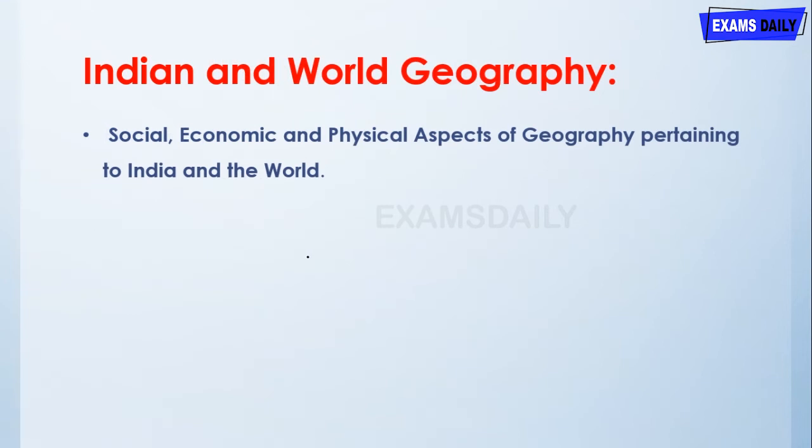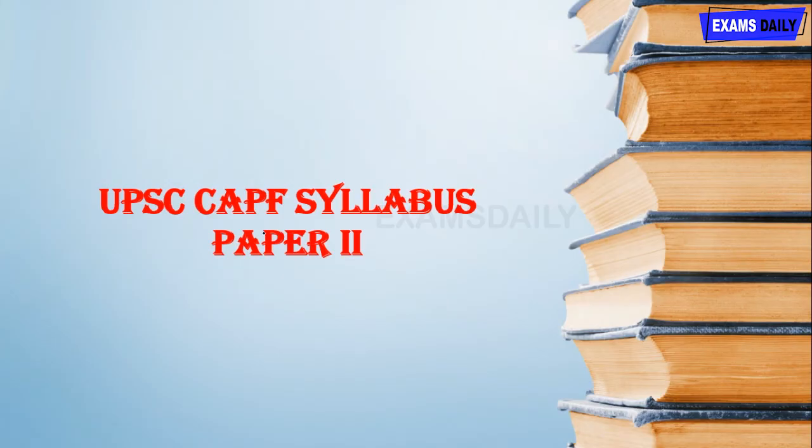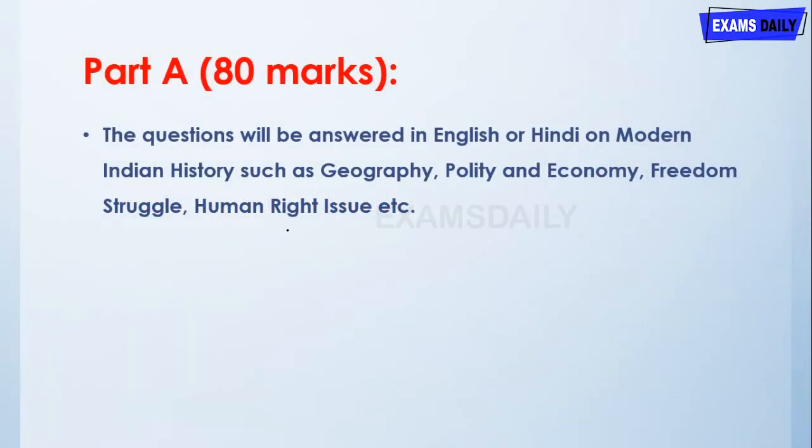And for Indian and world geography, you want to know not only about India but also the world. The topics under this are social, economic and physical aspects of geography pertaining to India and to the world. Now I'm just going to share the paper 2 detailed syllabus. Paper 2 also comprises two parts, part A and part B. Part A is for 80 marks and part B is for 120 marks, and this is the pattern for the paper 2 examination.